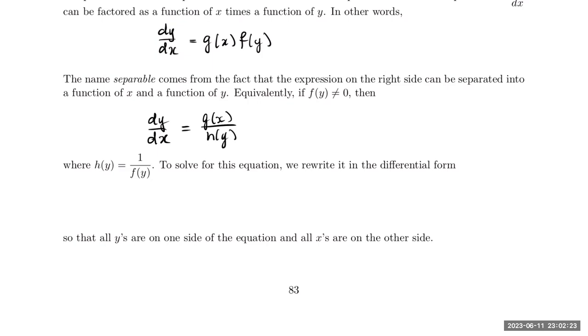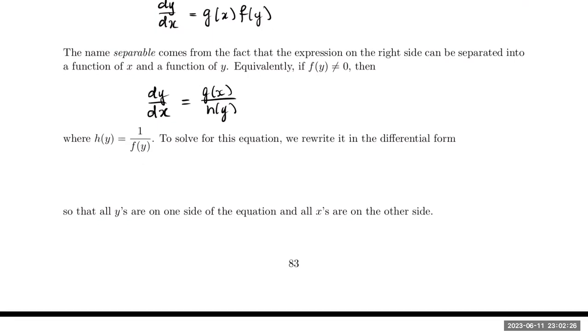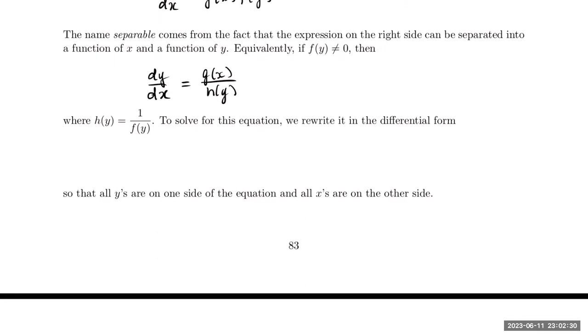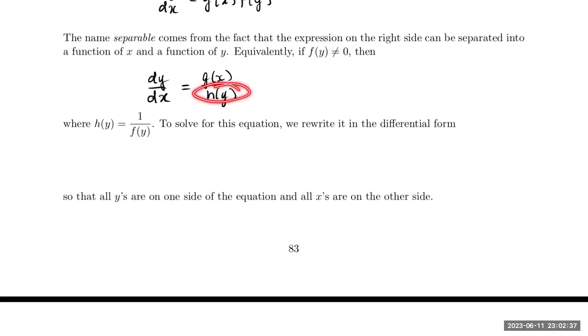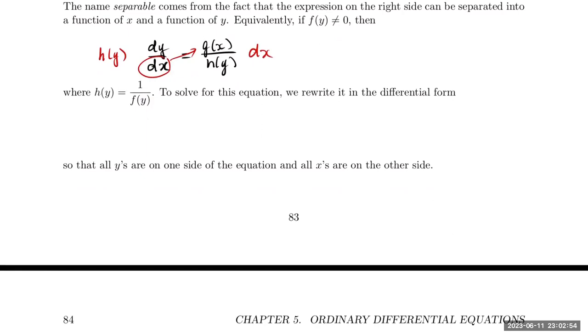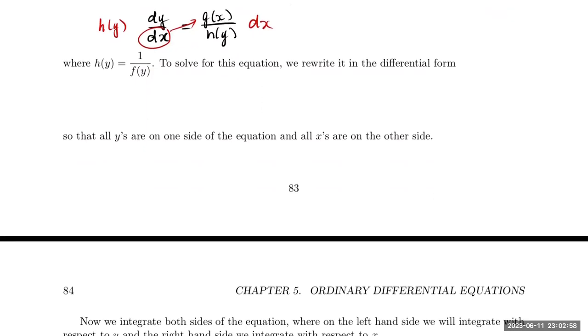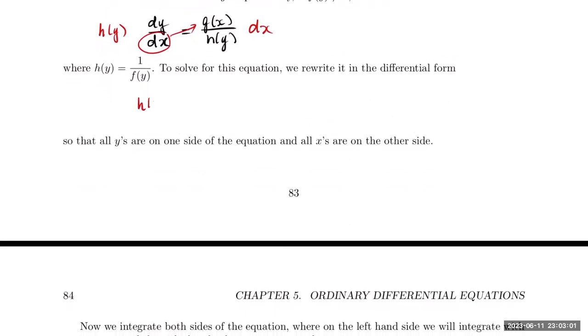All right. So in order to solve this differential equation, we want to write it in differential form. What I mean by differential form is that I'm going to multiply both sides by the function h of y, so on the left-hand side I'll have h of y here. And I'm going to multiply both sides by dx, bringing it to the other side. When I do that, what I get is h of y dy and g of x dx. That is what you call a differential form.